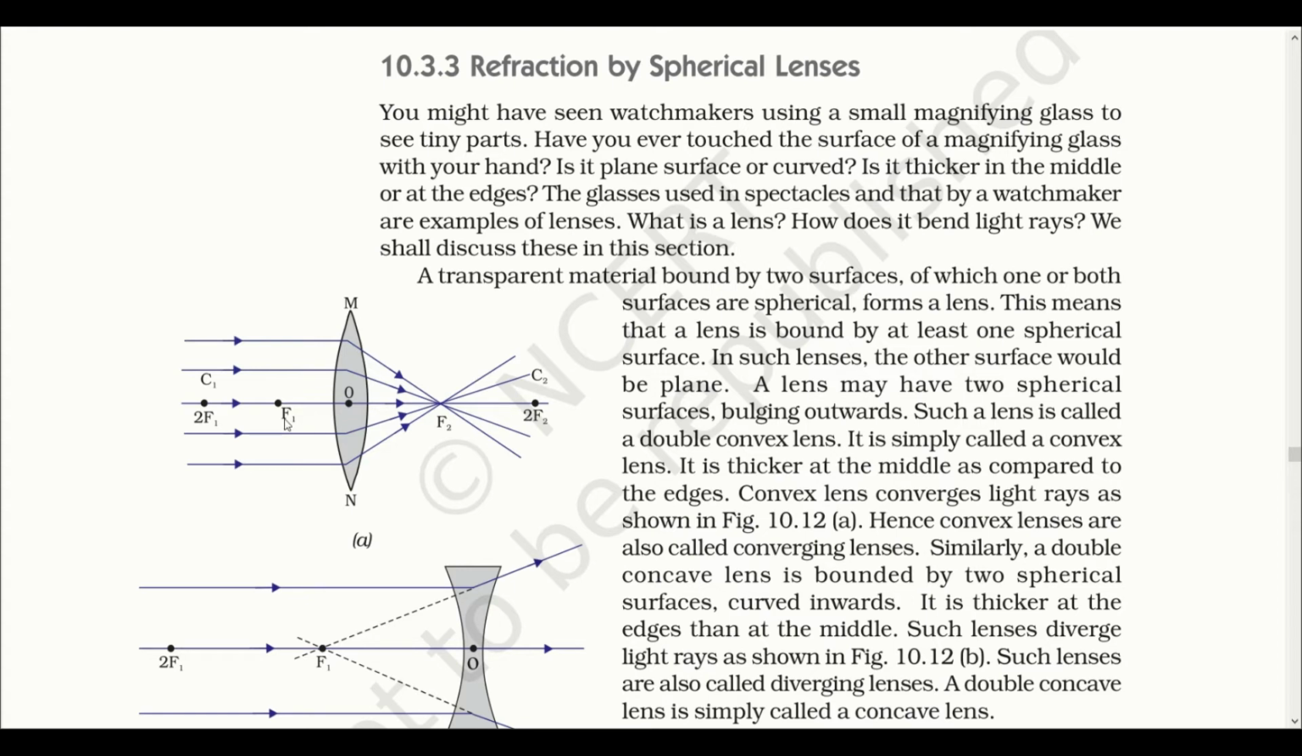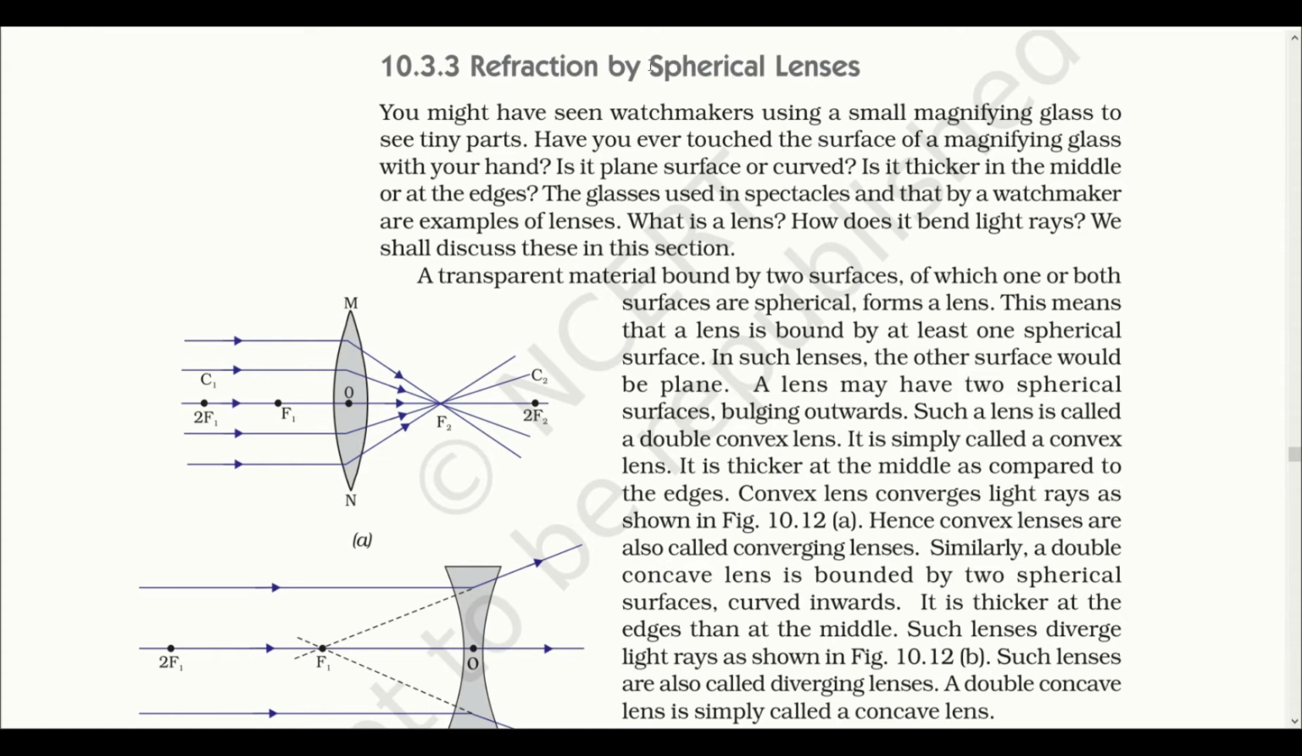Focal length would be there, but there will be two foci. The second focus is 2F2, the center of curvature, but we are not regarding the center of curvature in lenses. Instead of it, we will consider it as twice the focus. Then on the other side, you will have another focus F2 and 2F2. The diagram you see on the chart is a convex lens. It is a double convex lens.